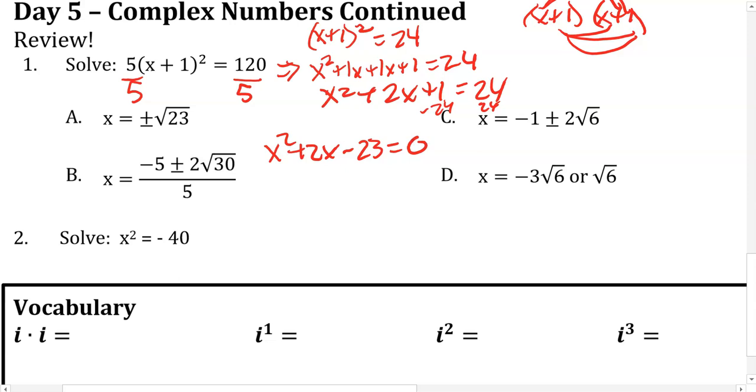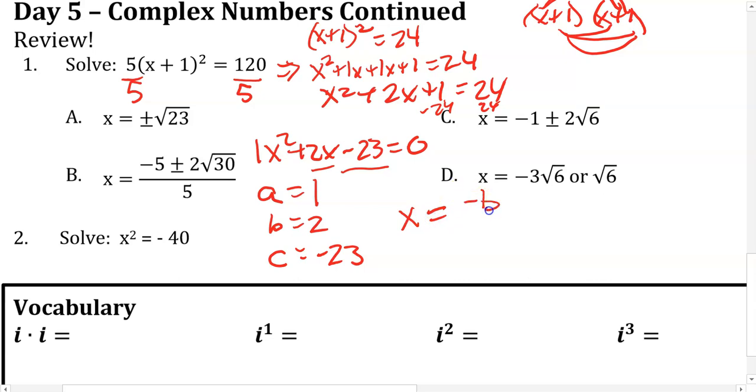For the quadratic equation, I need a, the coefficient of x squared, which is 1. I need b, the coefficient of x, which is 2. And I need c, the coefficient of x to the 0 power, or the constant, negative 23. The quadratic formula states that the roots for x, or the places where y will equal 0, are negative b plus or minus the square root of b squared minus 4ac, divided by 2a.